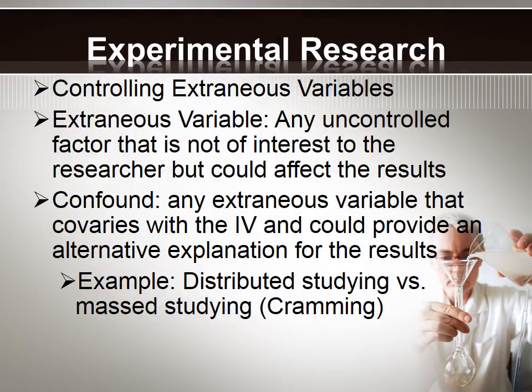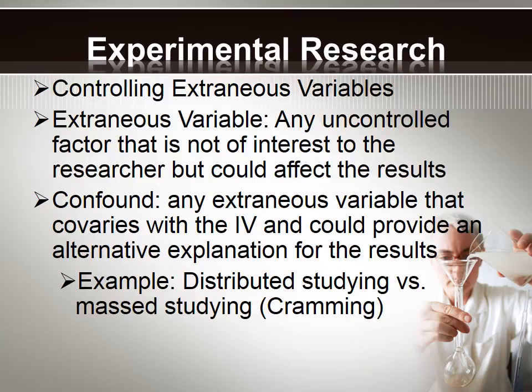Let's talk just a quick minute about controlling extraneous variables. An extraneous variable, as we know, is any uncontrolled factor that's not of interest to the researcher but that could affect the results. And we know that a confound is any extraneous variable that covaries either positively or negatively with the independent variable and could provide an alternative explanation for the results.